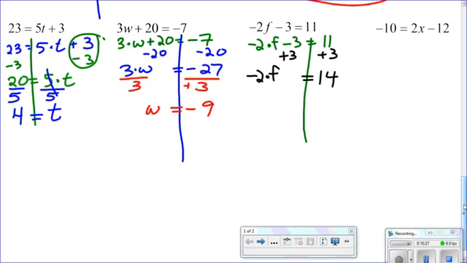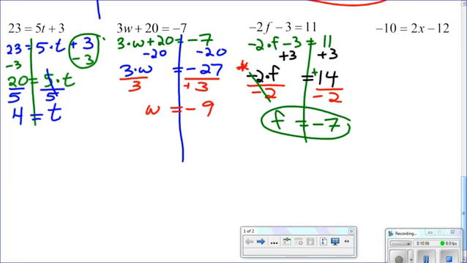We are dealing with a negative 2 times f. And the opposite of multiply is divide. So we are going to divide by the coefficient of negative 2 on both sides. This is the most common place where you guys will make mistakes. So please be very clear in your notes about this process. Negative 2 divided by negative 2 leaves us with 1f. Positive 14 divided by negative 2 gives us a negative 7.